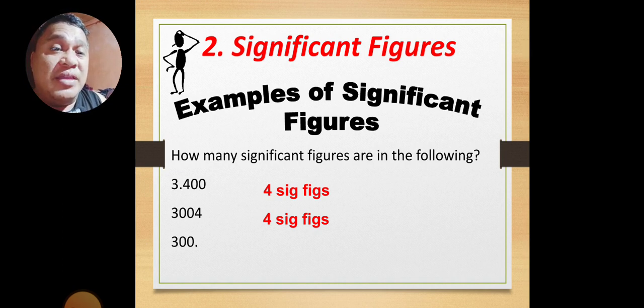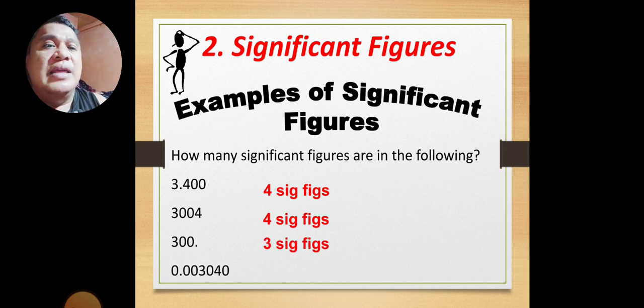Ang 300 point something else. So take note, if the number has a decimal and is large, then if the number is 1 or greater than 1, kanang mga zeros din ha, either to the left or to the right are significant. So there are three significant figures.